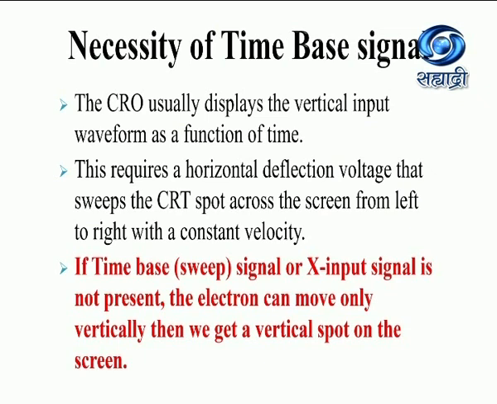So there is only movement in the vertical direction because of this TBG. If the TBG is not there, we will get only a vertical spot. So to move those electron beams horizontally, we require this time-based signal. That's why those time-based generator circuits are very important in the CRO.